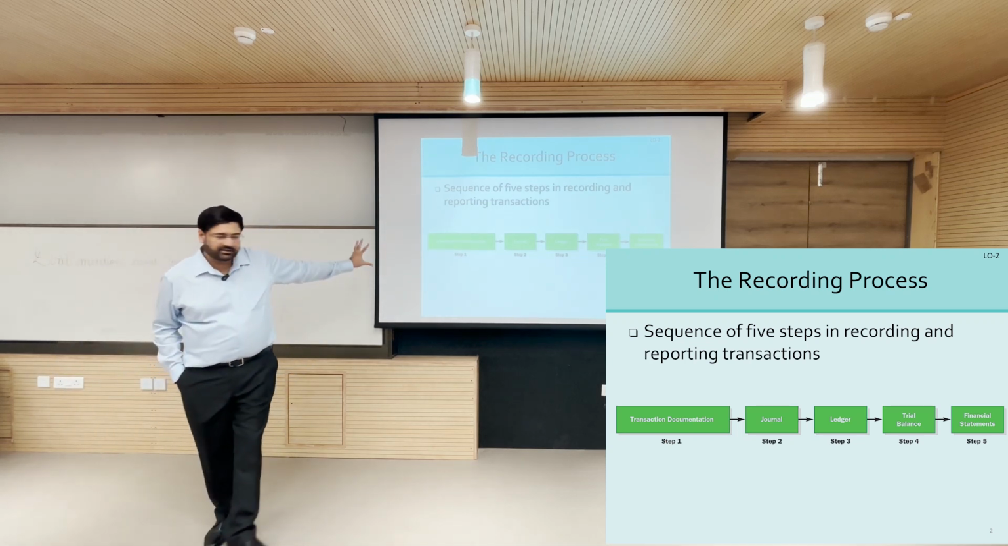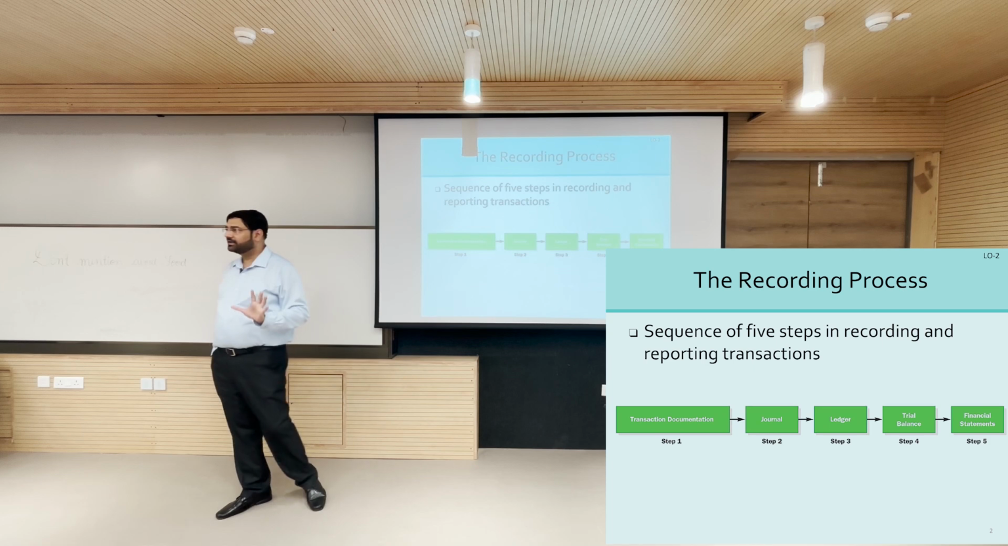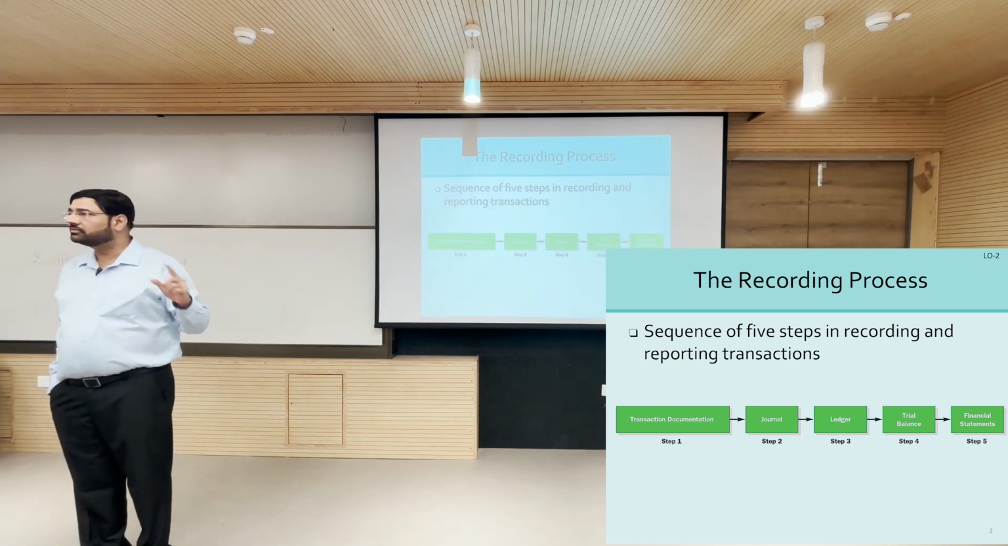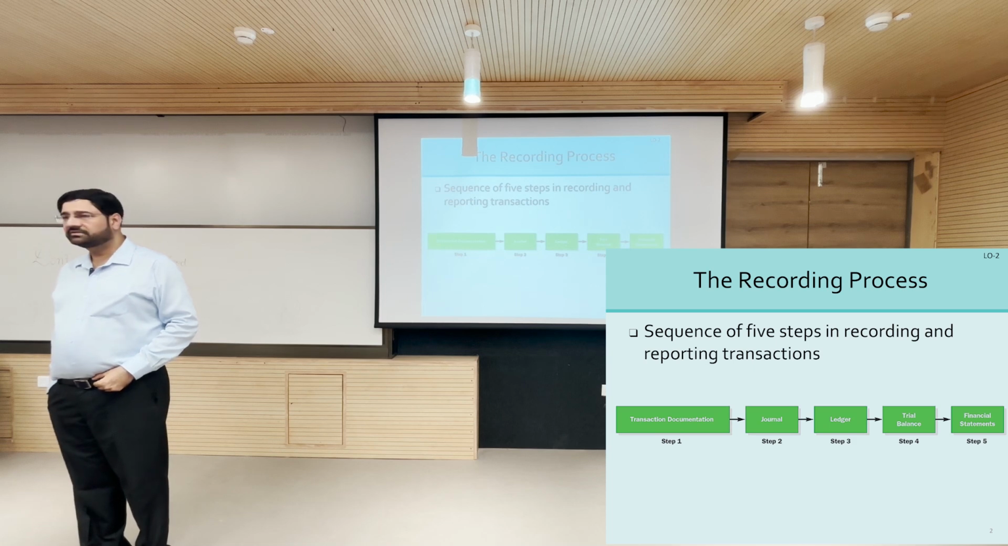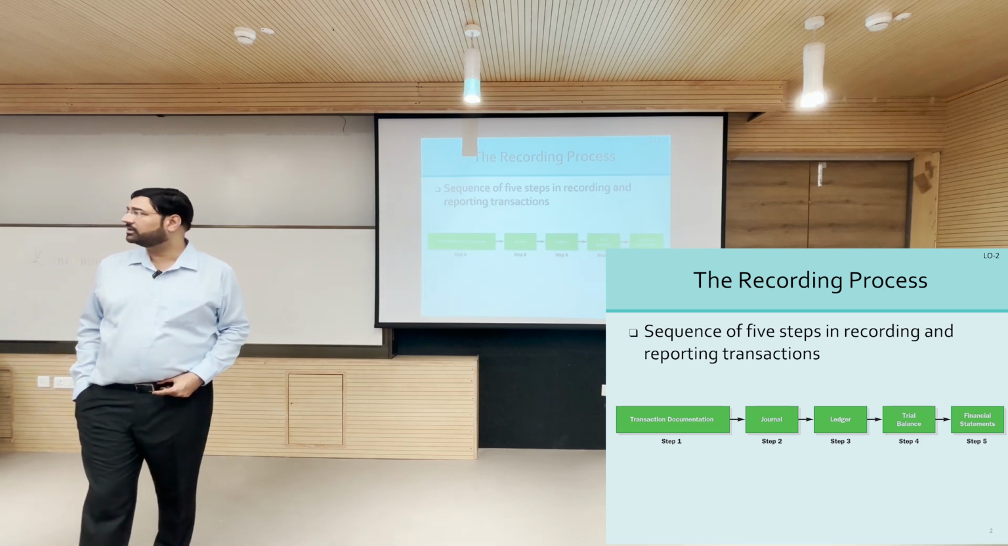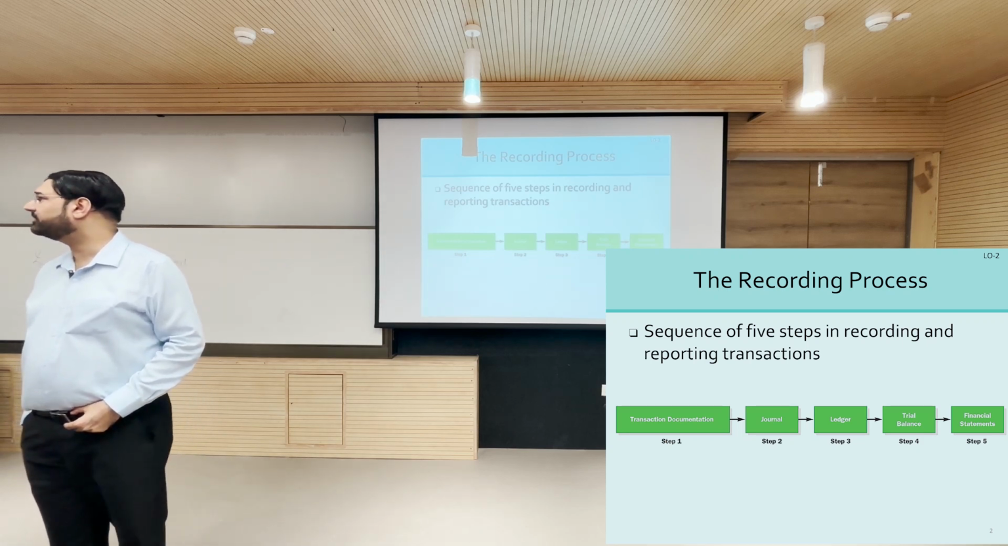Is everyone mentally clear on the process? Process should be clear in your mind. Step 2 is what? Journal. After preparing journal entries, what is step 3? Ledger. After ledger, what is step 4? Trial balance. And after that, what is the final step?